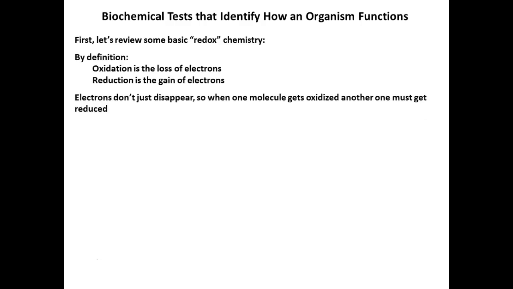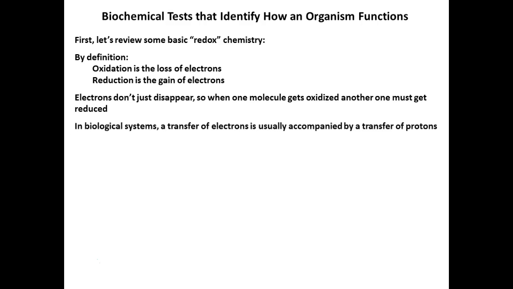So electrons don't just disappear, right? They've got to go somewhere. So they go from one molecule to another. In biological systems, they're usually accompanied by protons, and actually hydrogen atoms are just a proton and an electron. So when the electron moves, the proton moves. So a lot of times the whole hydrogen atom moves. But the important thing here is that movement of the electron.